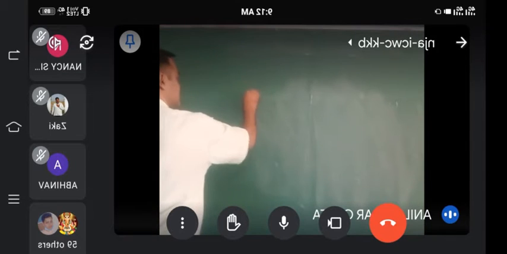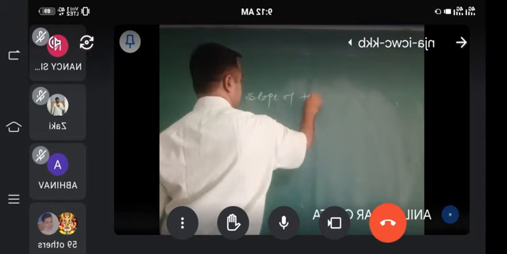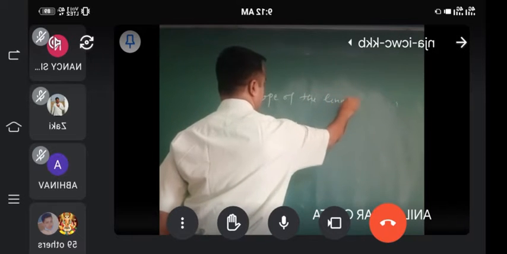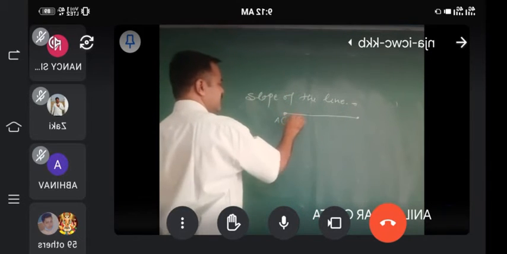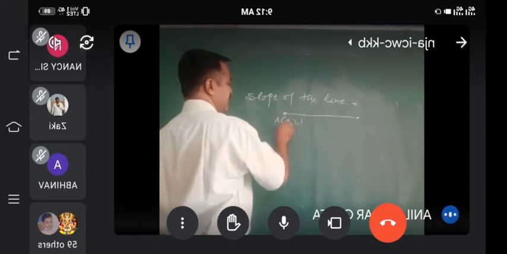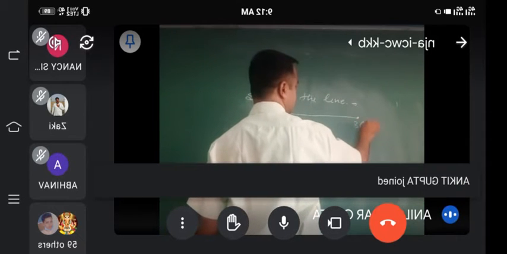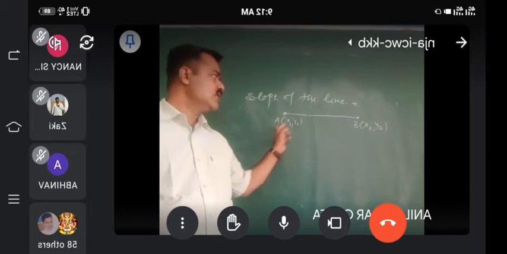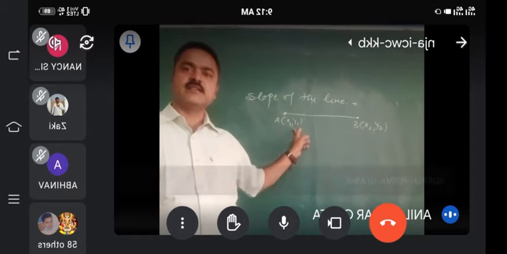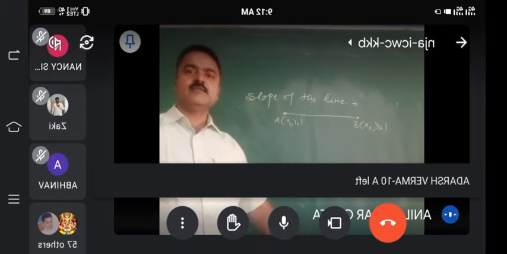The next one is slope of the line. How can you find the slope of a line? If there are two coordinates, the coordinate of A is x1, y1 and the coordinate of B is x2, y2, and you are going to find the slope of the line segment AB joining the points A and B.